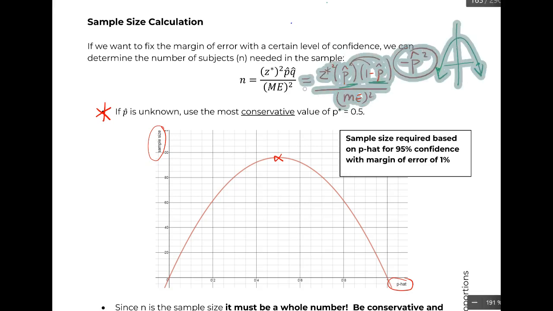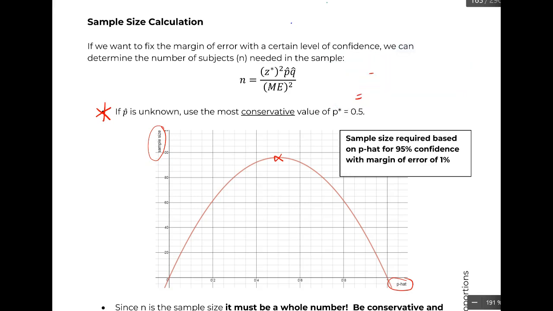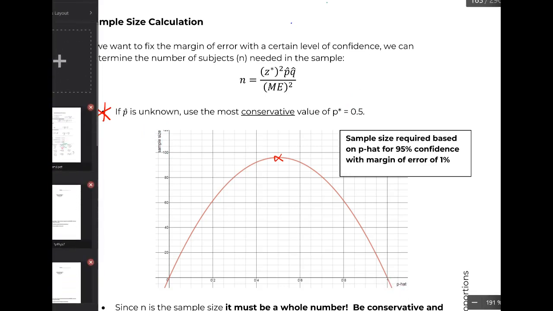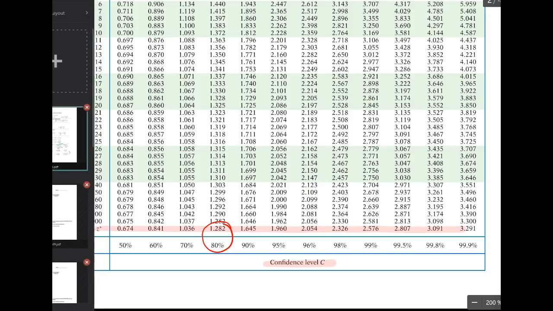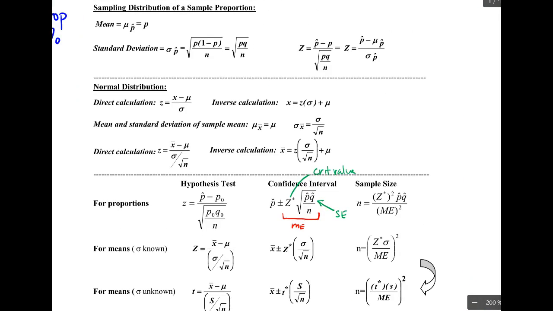But you just need to know if we don't have an estimate, use 50% because it is the most conservative. It's going to give us the largest value. In fact, let's bust out that formula sheet and add that note to our formula sheet. So we're going to go to the formula sheet. We have this formula here, sample size for a proportion. Let's just add a little note here: if p hat unknown, use p hat equal to 0.5. All right, so that'll be there.